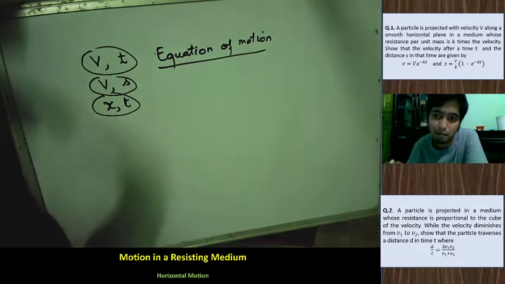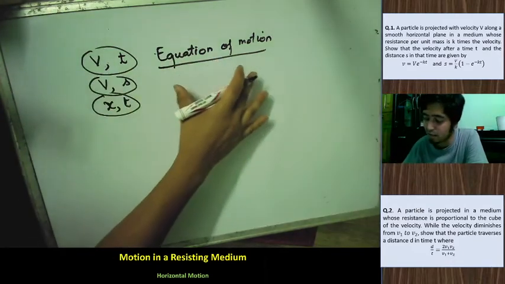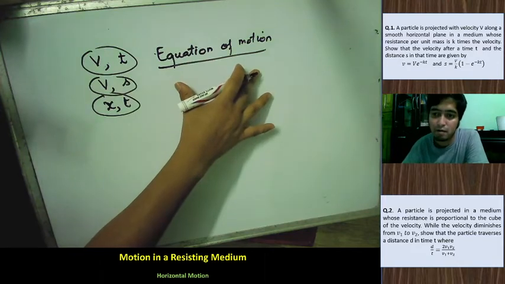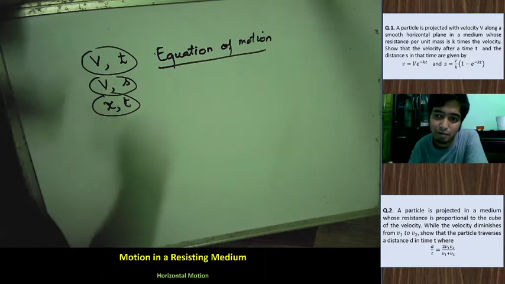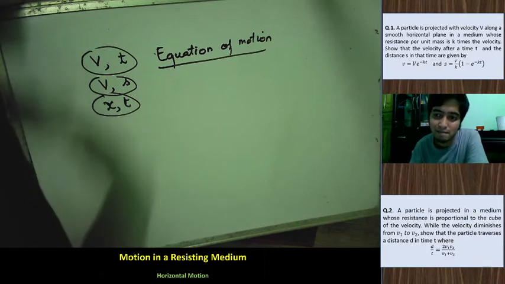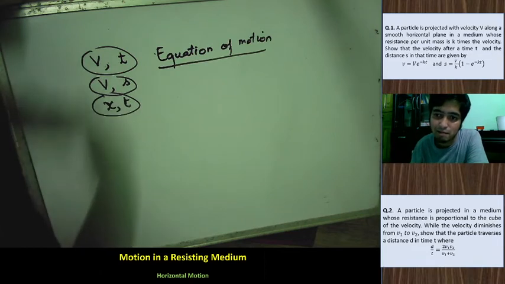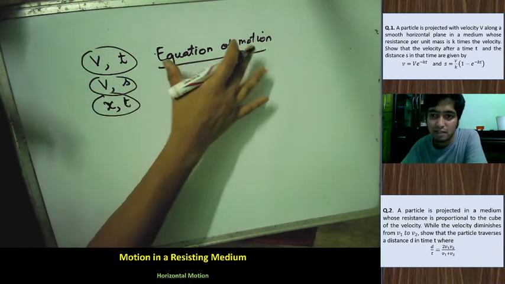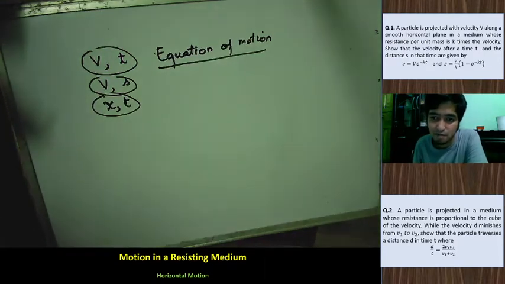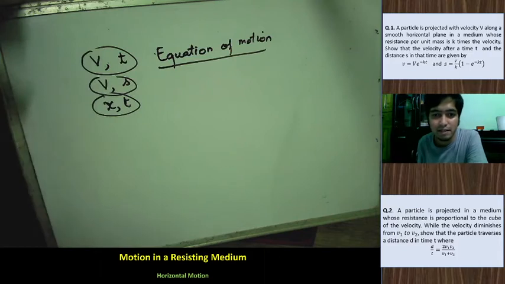Motion is described by forces, so the equation of motion will take into account the forces. But sometimes it will also have to involve the velocity, distance, or even the time. So acceleration, velocity, distance, and time can all be present in the equation of motion.